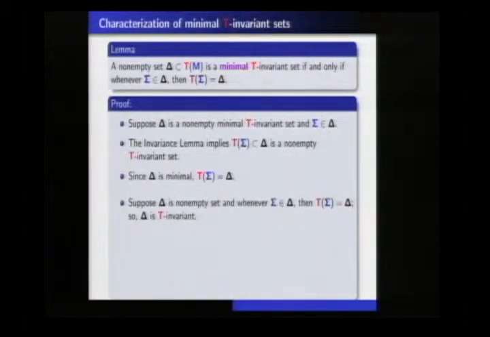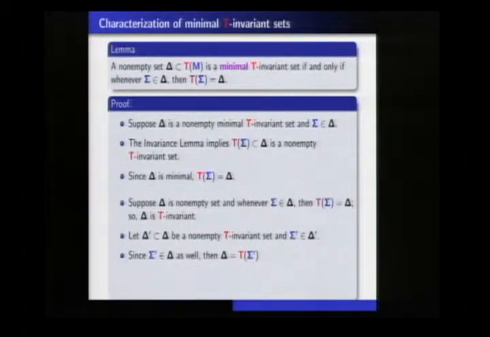Now we want the converse. Suppose you know that whenever you have a surface, T of this is that; then delta is the smallest t-invariant set. This is also really easy. Suppose you have this property: it's a non-empty set, and whenever you take sigma in it, T of sigma is the entire set. Once you get this property, then it's t-invariant because T of sigma is t-invariant. Now we want to show it's minimal. So take any other subset that's t-invariant and non-empty, and take any surface at all in it.